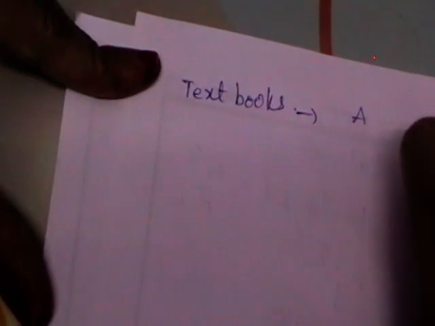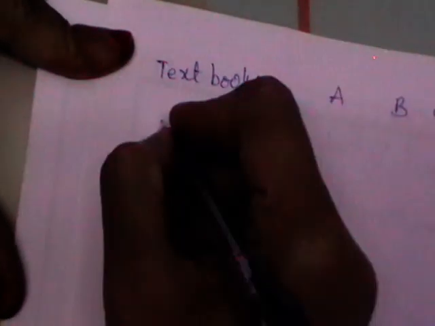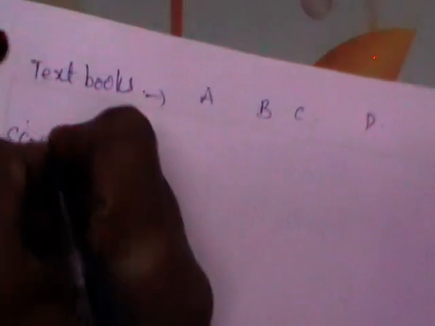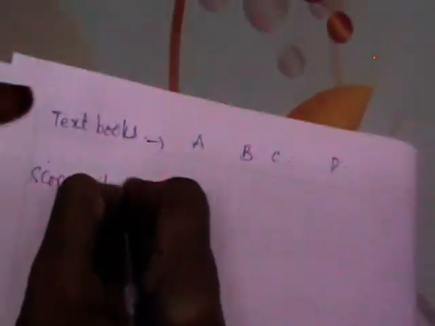Here it is given that you are given a question with different textbooks like A, B, C, D, and the scores obtained here. 68.